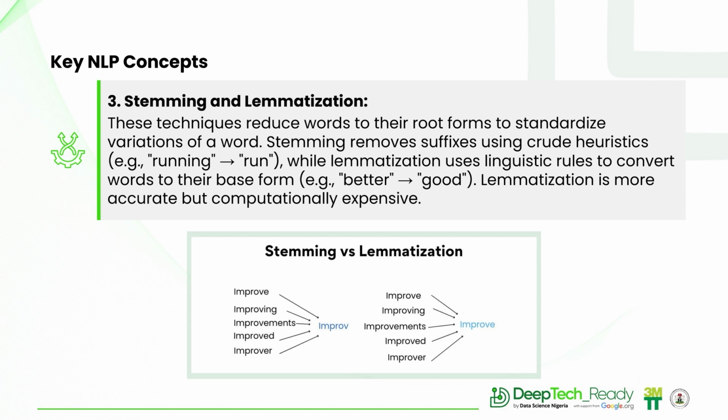Lemmatization tries to convert words to meaningful base forms. Better becomes good. Running becomes run. It's slower but produces correct root words. These two processes help reduce the number of unique words in a dataset, making the models more efficient.